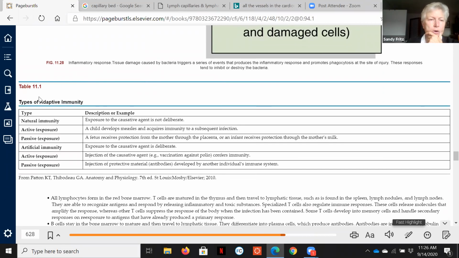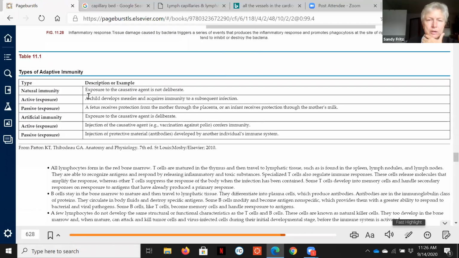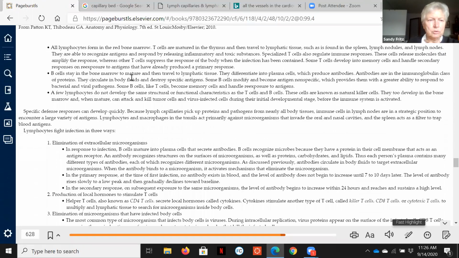Okay, so here is a table that describes the adaptive immunity. Follow that around, just follow that down and look at what it is saying to you.